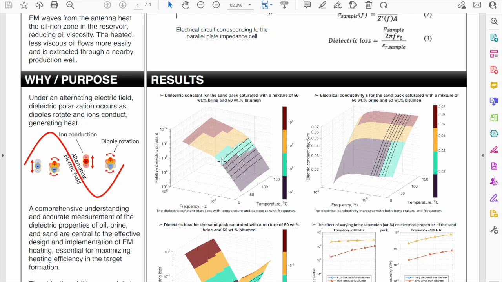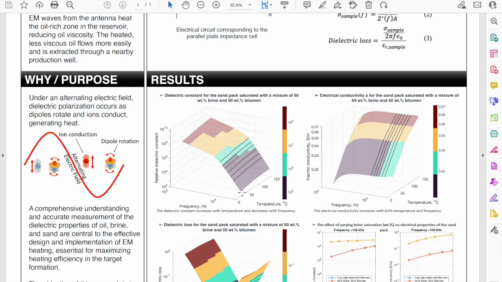In addition to this, the charges accumulated at the electrodes no longer have sufficient time to keep up with the rapid field change. This causes the electrode polarization to become less pronounced, contributing less to the overall dielectric constant. Consequently, the dielectric constant decreases by several orders of magnitude.